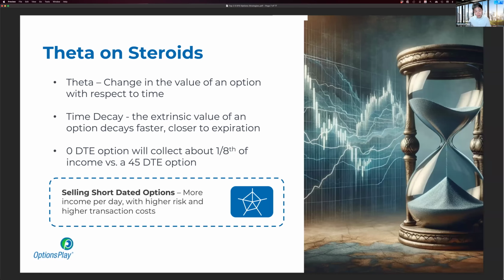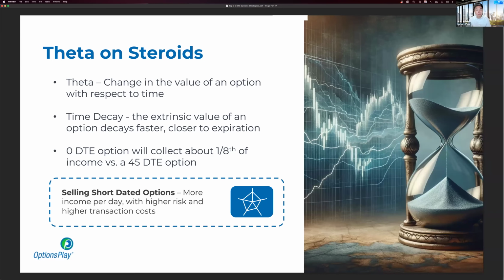However, it's important to understand that the acceleration approaches infinity as you get closer and closer to expiration, but because the options are already so short dated, the total premium that you're collecting is incredibly small. And it's important to quantify how little income you are collecting.